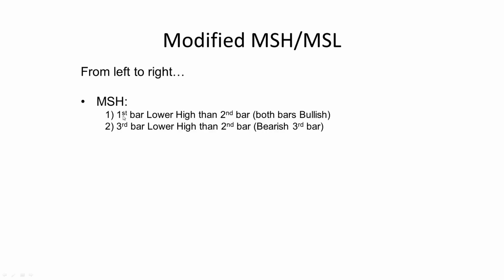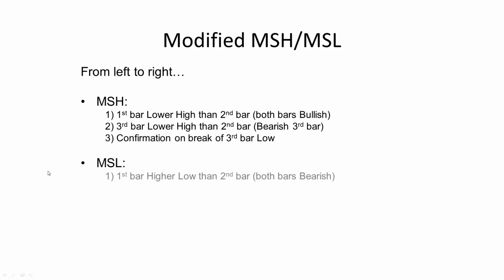So that's the basic rules. Now, confirmation is going to take place when you break the third bar's low. So that's the definition of a market structure high that's modified by requiring the first 2 bars to be bullish and the third bar to be bearish. Now, market structure low is the exact same, just flipped.